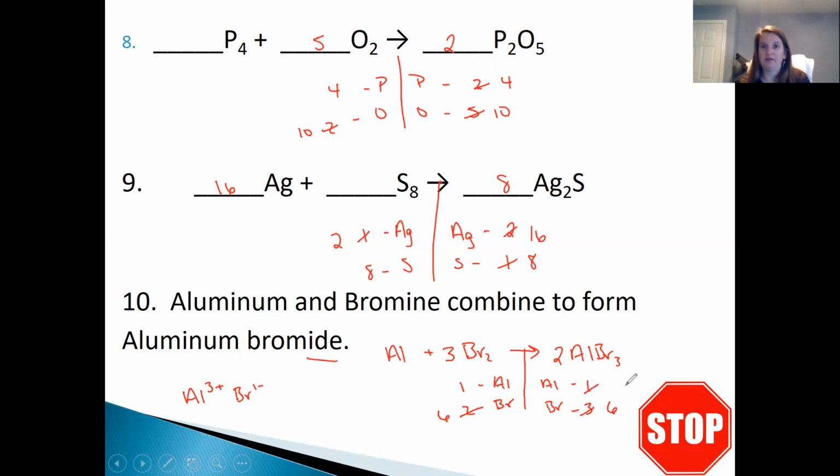And how many aluminums do I have now? I have 2. So in order to balance my aluminums, I have to put a 2 here in front of this one. And now it looks balanced. Go back to the original reaction to check your work. Don't look in your workspace. I've got 2 aluminums. I have 2 aluminums. I have 6 bromines, and I have 6 bromines. So I'm balanced.